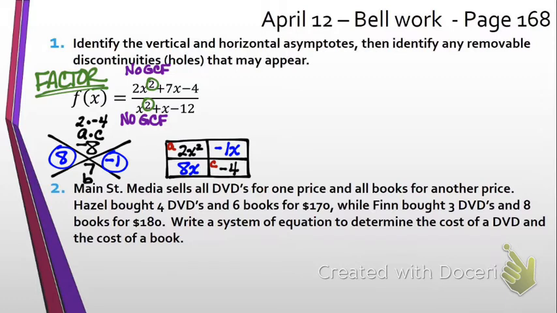All right, then we're going to look at two boxes at a time. What can I take out of 2x squared and negative 1x? X. What about 8x and negative 4? Positive 4. So I have x plus 4 here. And then vertically, 2x squared and 8x? 2x. And negative 1x, negative 4? Negative 1. So my numerator is going to factor to be x plus 4 and 2x minus 1.